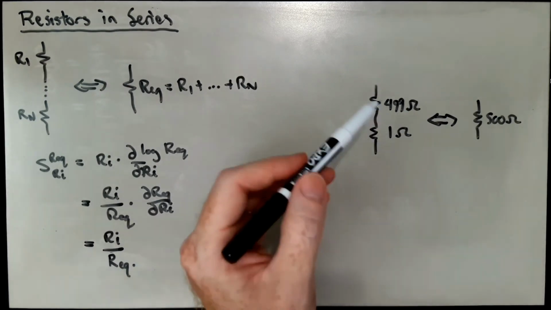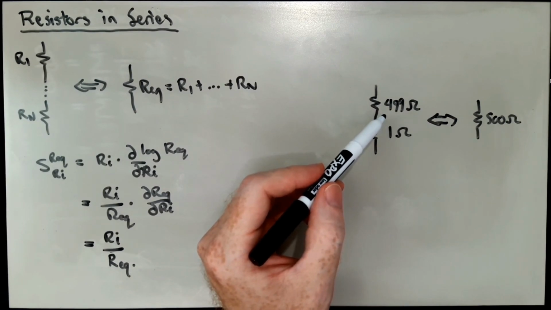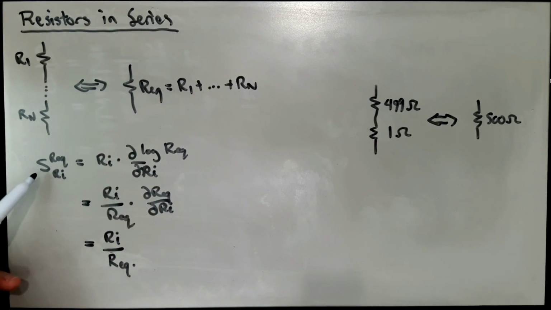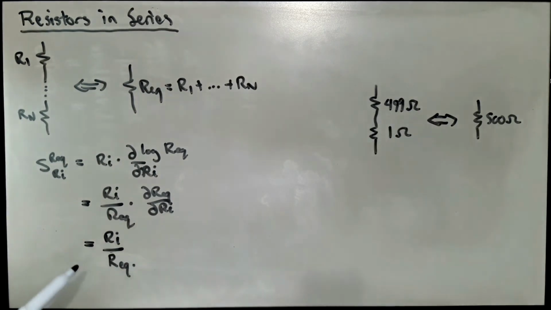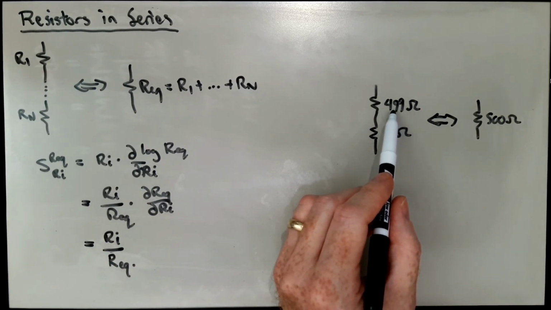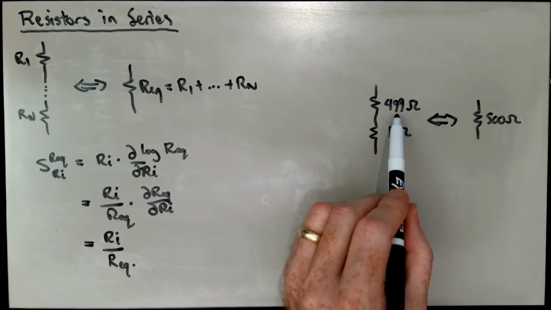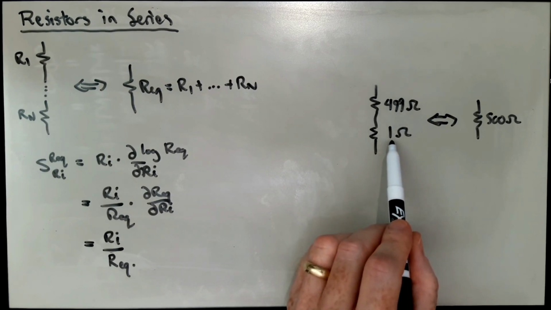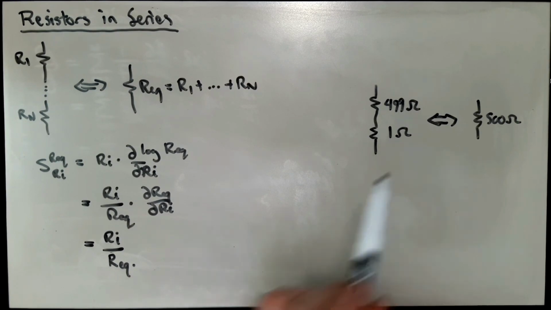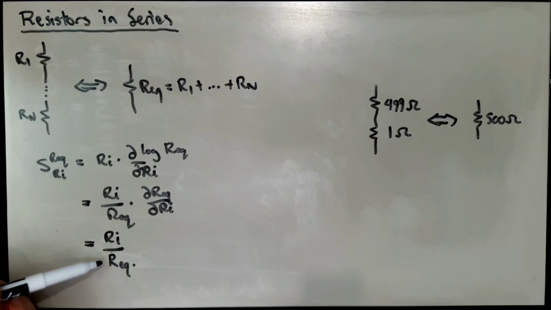Well, according to this result, for my 499 ohm resistor, the sensitivity of the 500 ohms with respect to the change in value from 499 ohms is going to be 499 over 500. That's the weight. So very close to 1. So the sensitivity for the 500 ohm equivalent resistance with respect to the 499 ohm resistor is going to be weighted by almost 1, 499 out of 500. And so I better make that a 0.1% resistor. What about the 1 ohm resistor? That 1 ohm resistor is going to be weighted by 1 ohm out of 500. And so that's a completely different story. That's going to be knocked way down by a factor of 1 over 500.